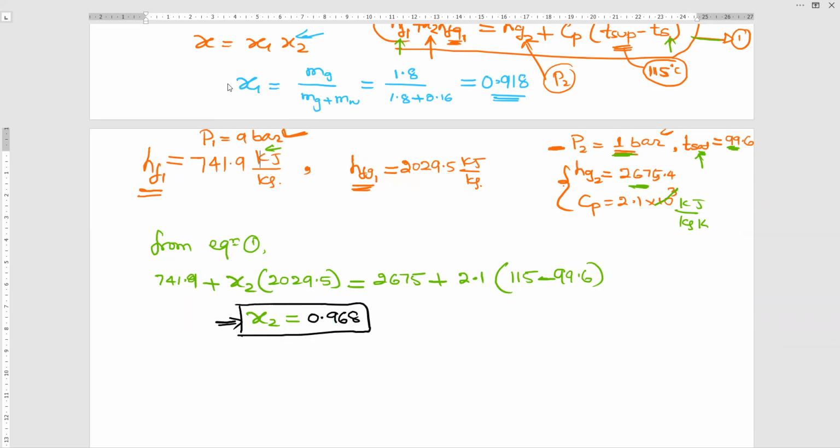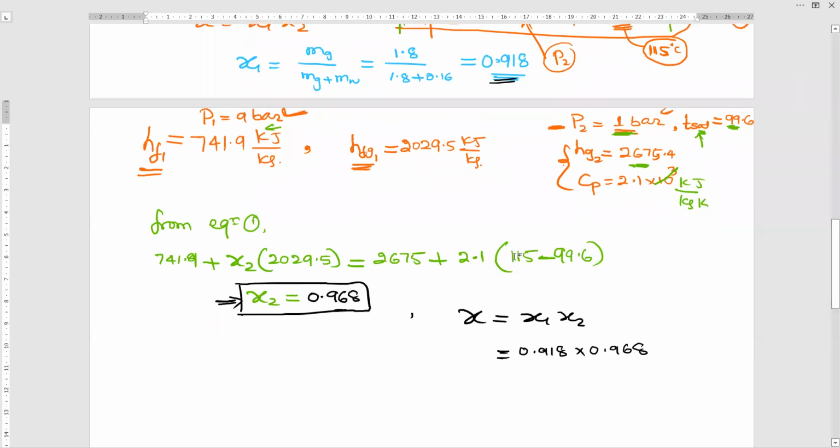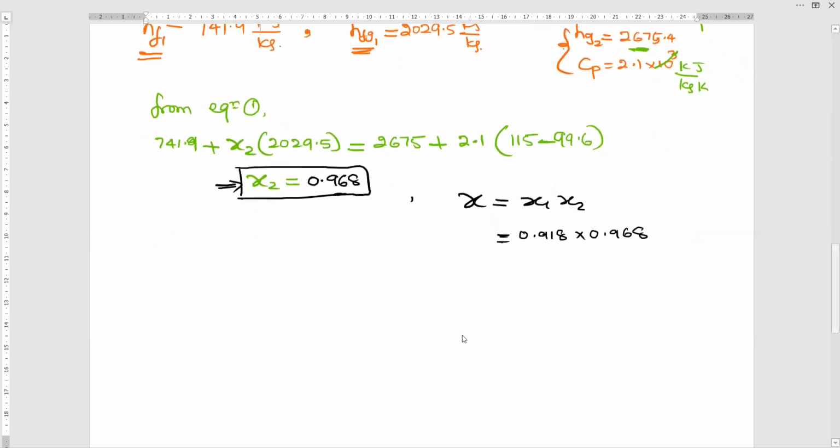But we need the total final dryness fraction, X equals X1 into X2. How much X1 did you get? 0.918 into X2, which is 0.968. Multiply these two and you will get the final, accurate dryness fraction of that steam.